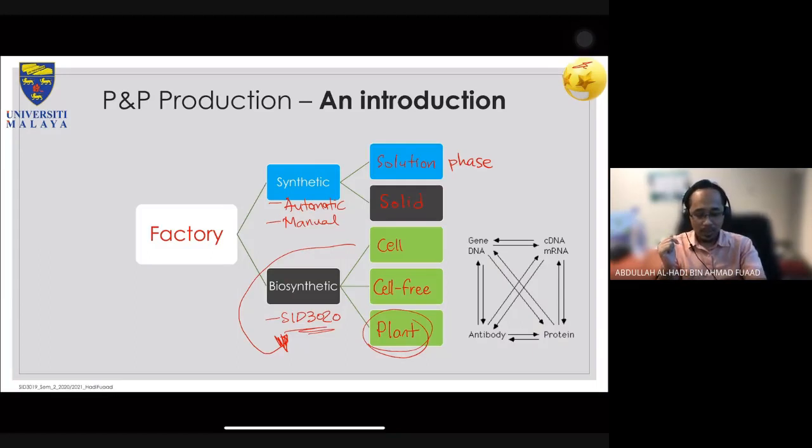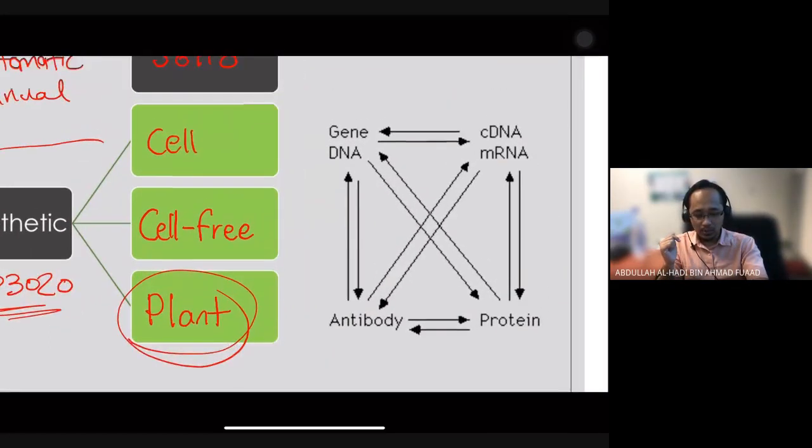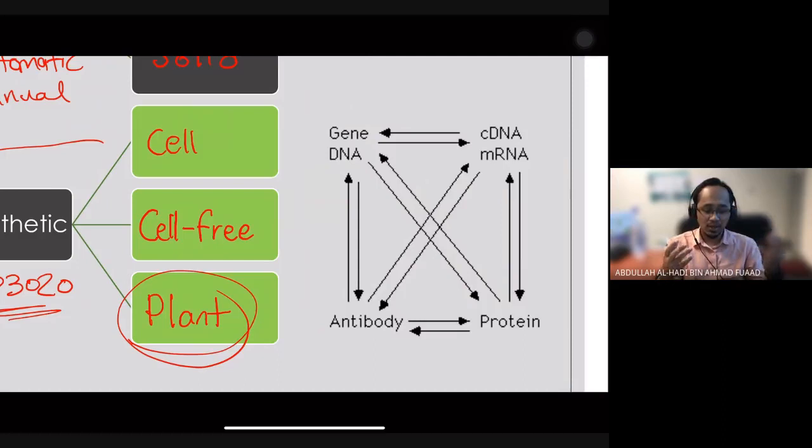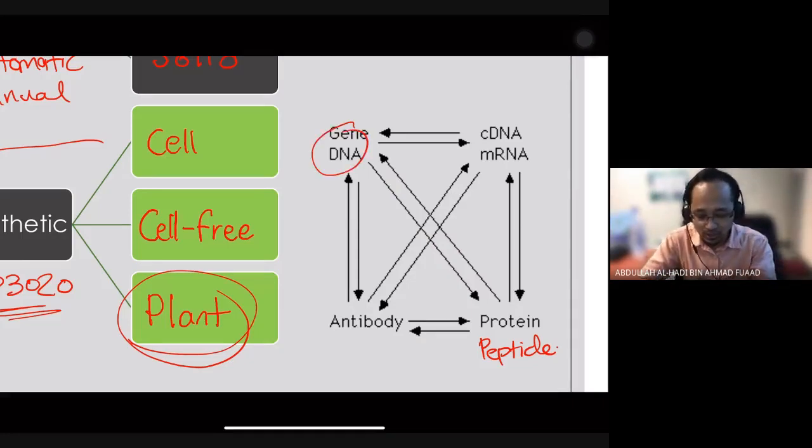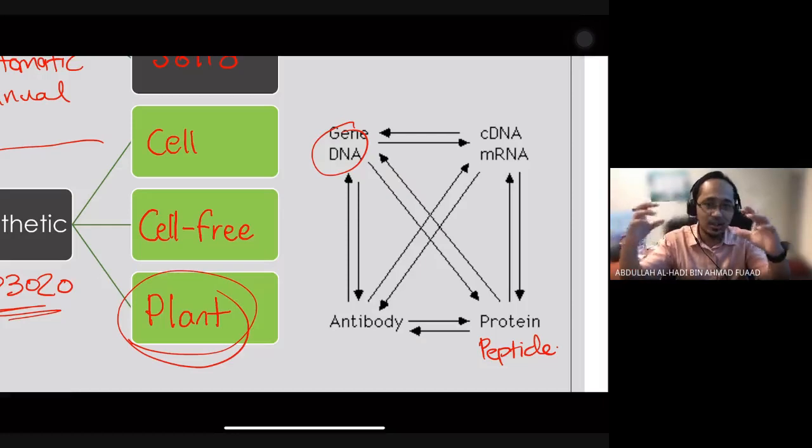Okay, and of course, if you're talking about producing proteins and peptides, you need to know the relationship between this. So what is gene? What is DNA? So you know that in our body, in our cell, we do have our own DNA. Okay, and that DNA we call it as gene. So gene is a sequence of DNA that produces something. Okay, so that is one jargon for today.